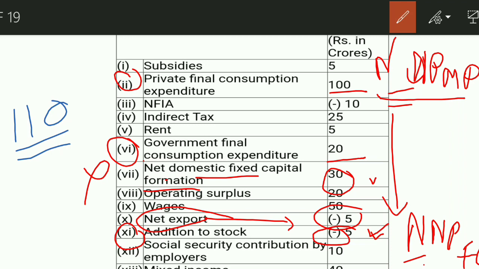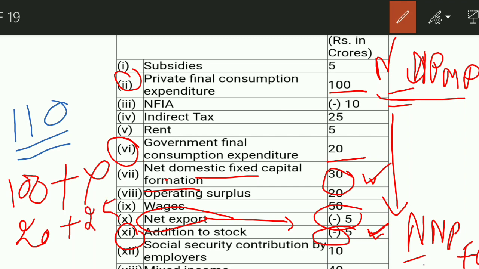So NDP at market price will be equal to 100, plus 20, right? That is government final consumption expenditure, plus 30 plus -5, that is equal to 25, plus 5 -5. So how much would it be equal to? It would be equal to 140, right?